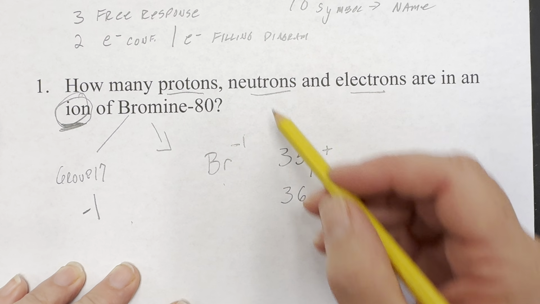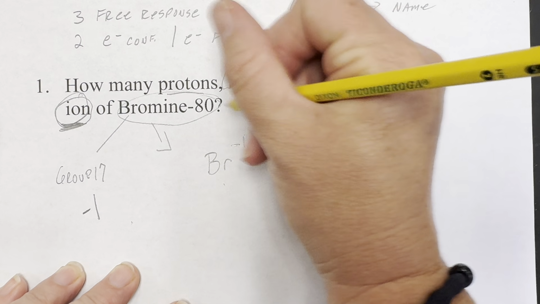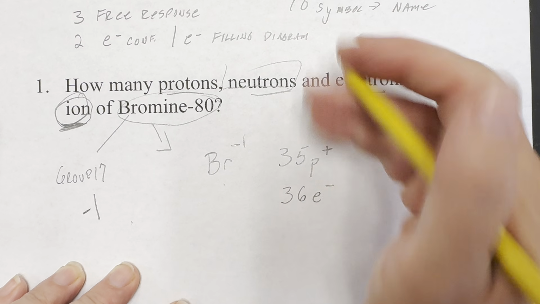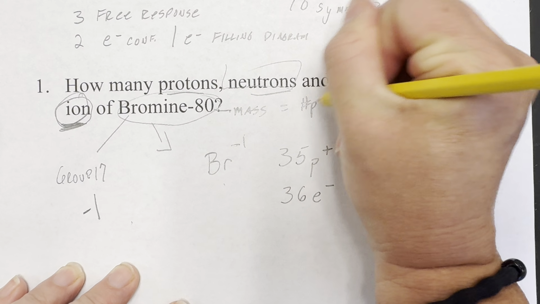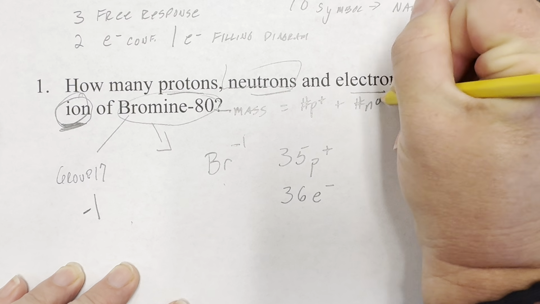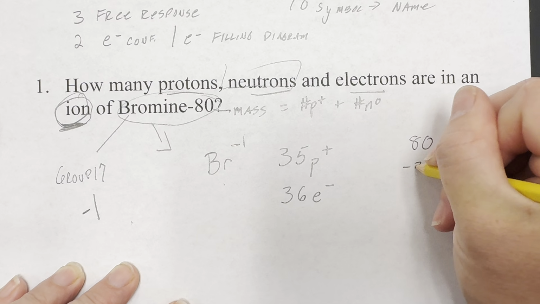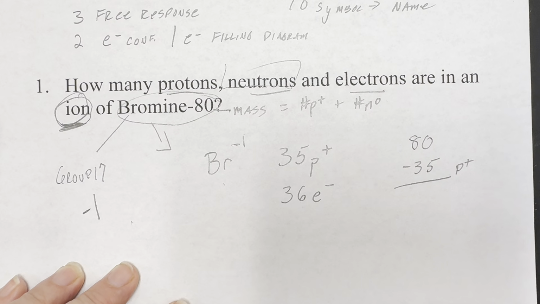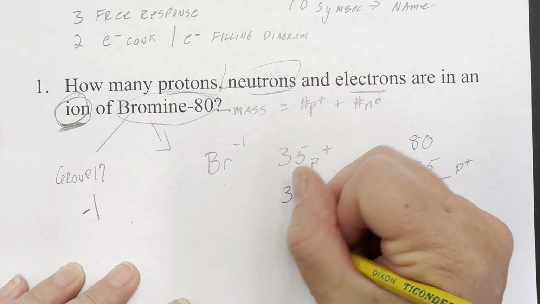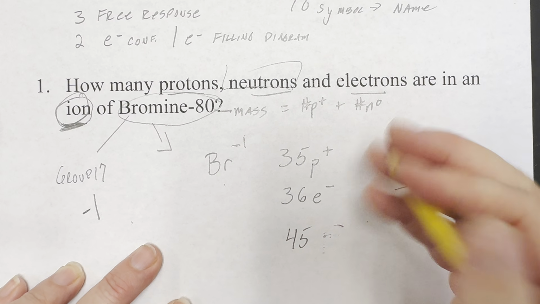The final number I need is my number of neutrons. If I tell you it's bromine 80, or I could have written it Br-80, 80 is your mass number. And we know that mass is equal to your number of protons plus your number of neutrons. So if you know that it is 80 as your total mass, 35 of those are coming from your protons. You're just going to subtract 35 from 80, and you will see that your number of neutrons is 45. So 45 neutrons.